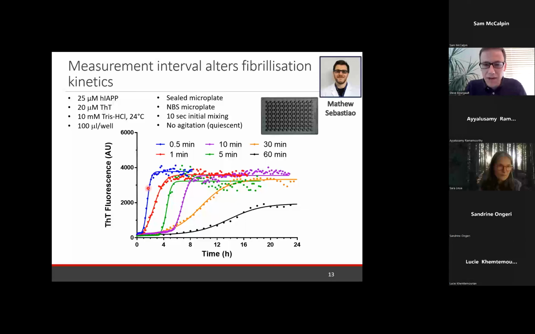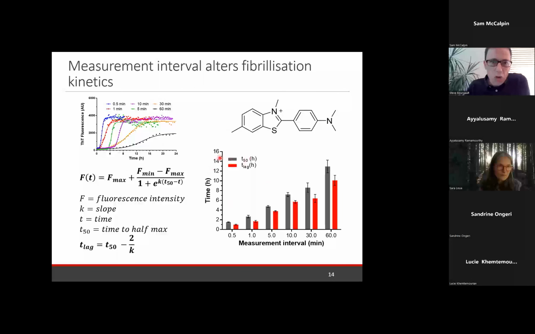kinetics, different lag time, and you need to consider here that the conditions are the same. So we're using this exact same condition here, but the only difference that we're changing is the interval between each reading. As you can see here, you can fit those curves with a sigmoidal growth, and you have a nice correlation between the measurement interval and the T50 or the lag time.